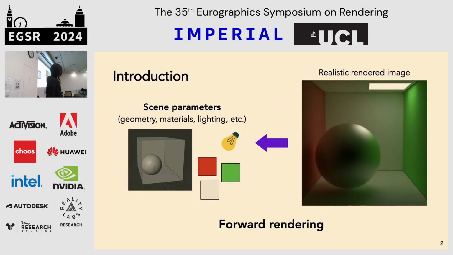To start with some brief background, forward rendering seeks to produce realistic images given a set of scene parameters, whereas inverse rendering seeks to recover some scene parameters from given reference images. For example, in the scene shown, we might want to recover the roughness of the ball given information about the rest of the scene.